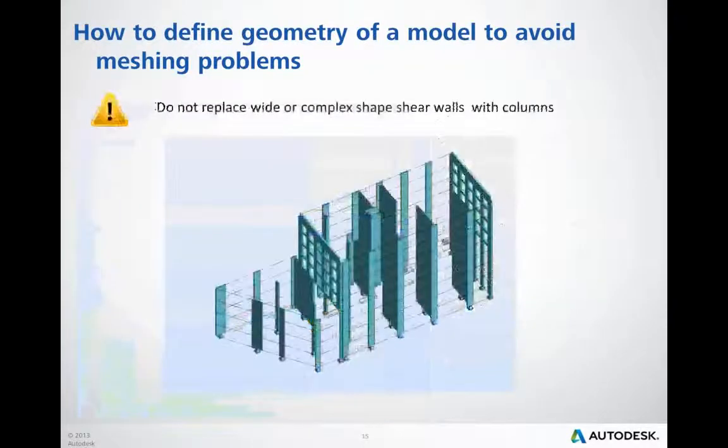I mentioned replacing narrow walls with columns, but you have to be careful. In the situation when your shear walls are of complex shapes or just wide, using a model like that may be a simplification going too far, and I'd rather suggest making them as vertical panels instead.